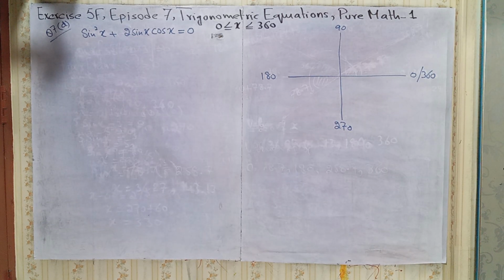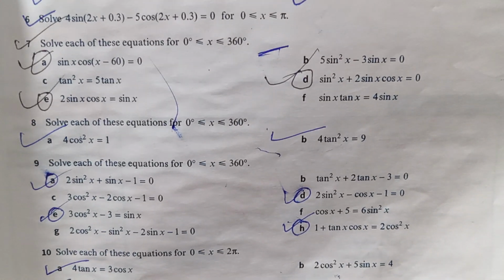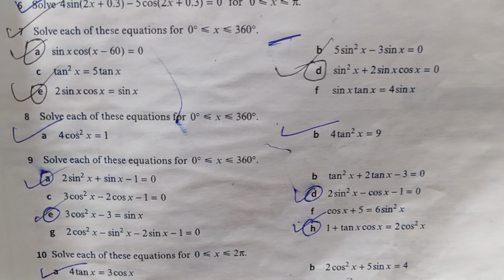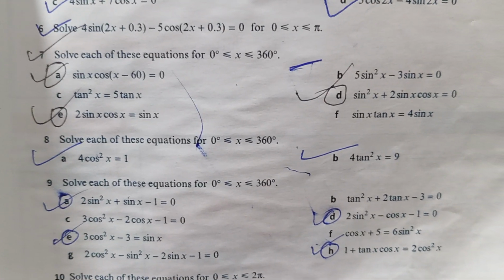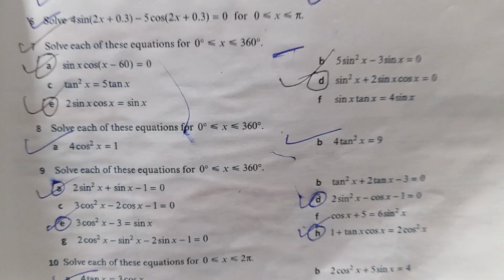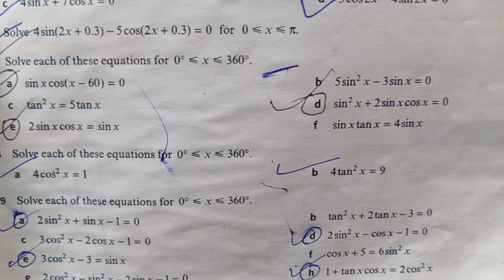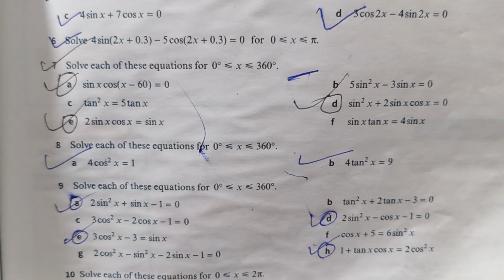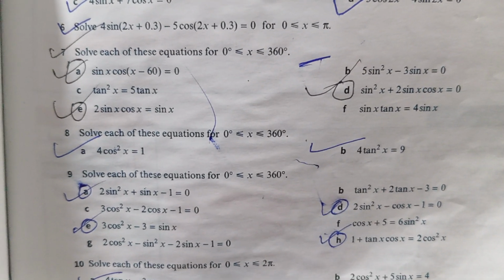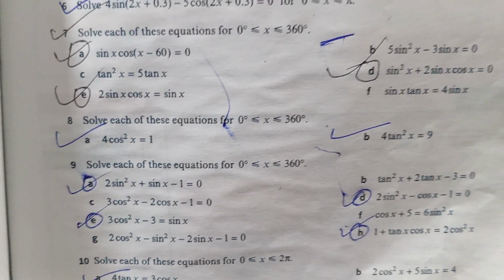So my dear students, now we are going to solve question number 7, the D part. Let me show you that question. Question number 7, D part: sine square x plus 2 sine x cos x equals 0. We have to solve each of the following equations for x from 0 to 360. I'm going to solve it.